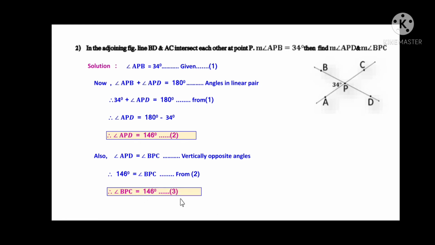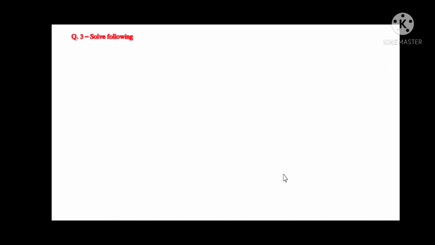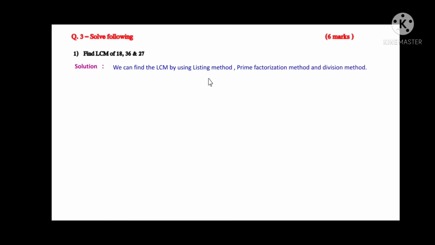This is the third, meaning two values we have calculated. You will see that is question number 3. Solve the following, 6 marks. Here is the sub-question: find the LCM of 18, 36 and 27. Friends, the LCM, that is the least common multiple, we can find by using the listing method, prime factorization method, or division method.